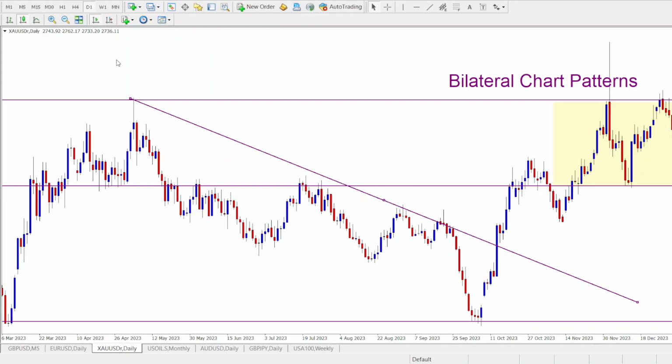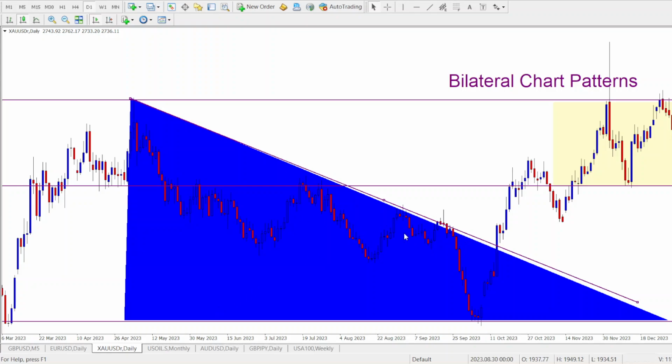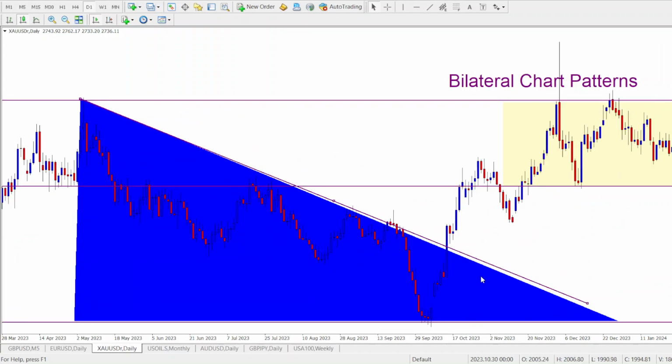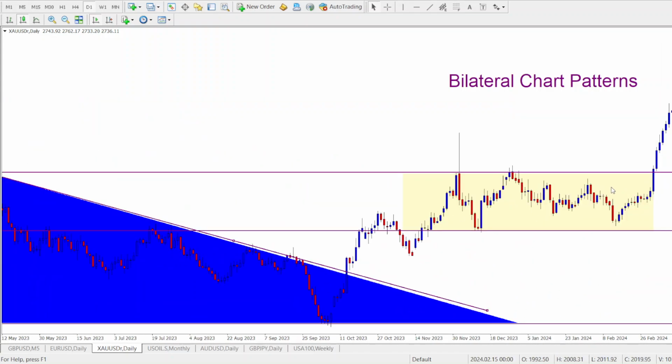All right, so bilateral chart patterns are quite easy to identify. This is a triangle. We can see this one is a descending triangle. Then we can see that this is a rectangle.